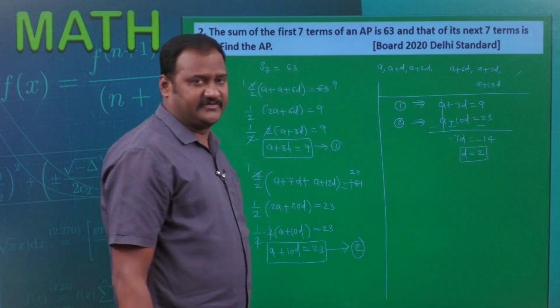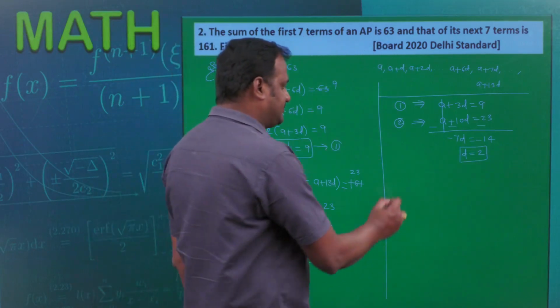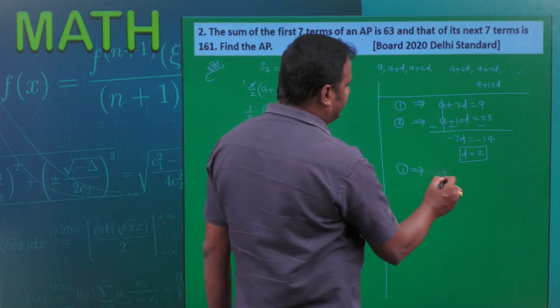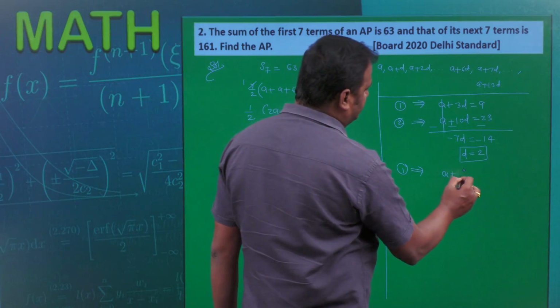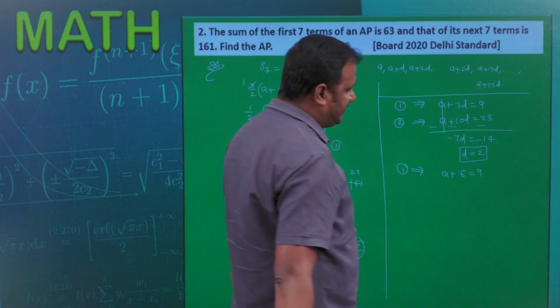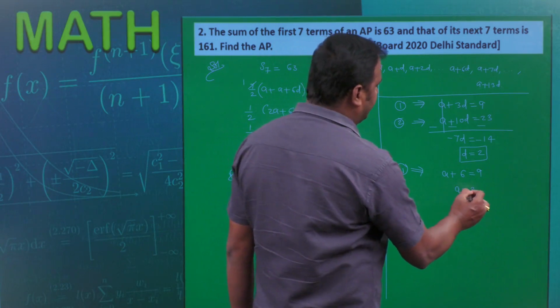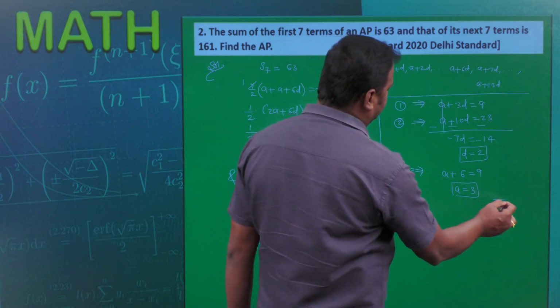In order to get the value of A, choose one of the equations. That would be the first equation, A plus 3D, that is A plus 3 times 2, which is 6, is equal to 9. 6 plus how much is equal to 9? So 6 plus 3 is equal to 9. Therefore the value of A is equal to 3.